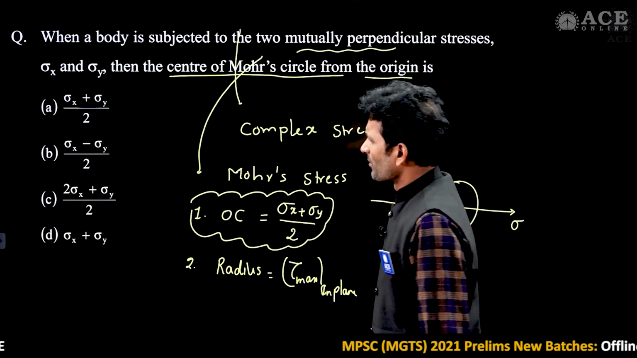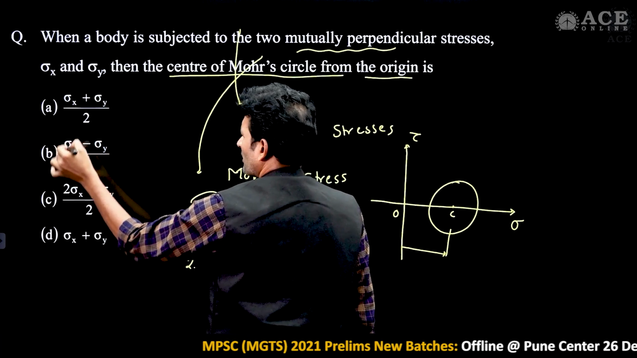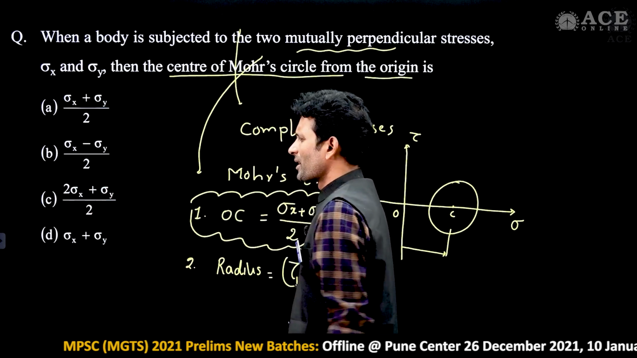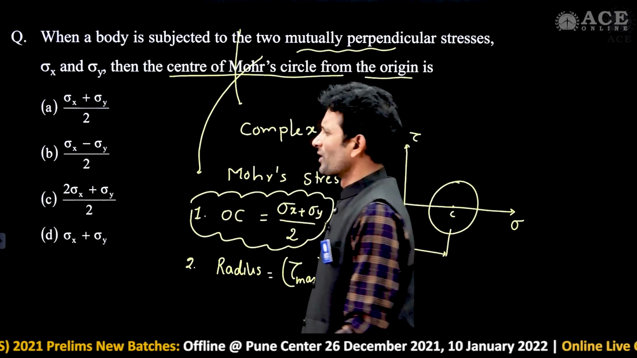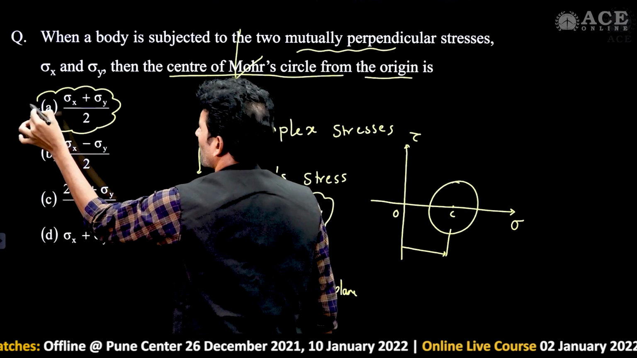Check the options. Option A, sigma x plus sigma y divided by 2. Option B, sigma x minus sigma y divided by 2. Option C, 2 sigma x plus sigma y divided by 2. Option D, sigma x plus sigma y. So which one is correct? Option A is correct for this question.